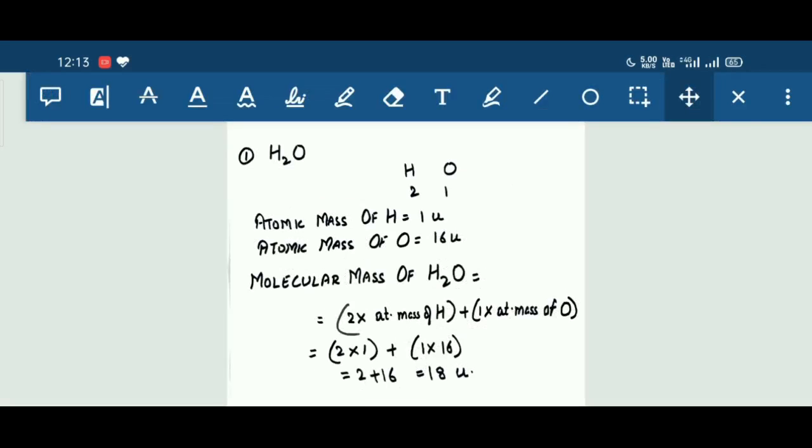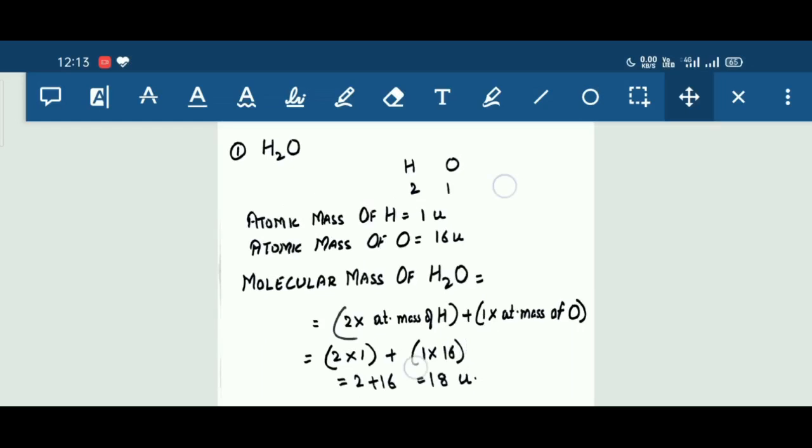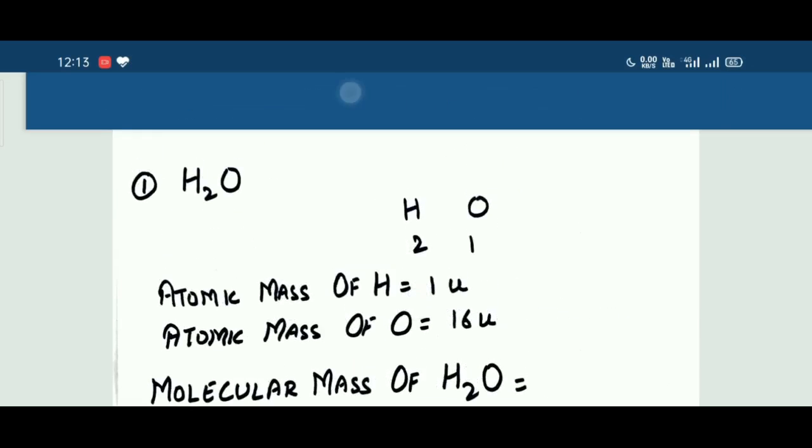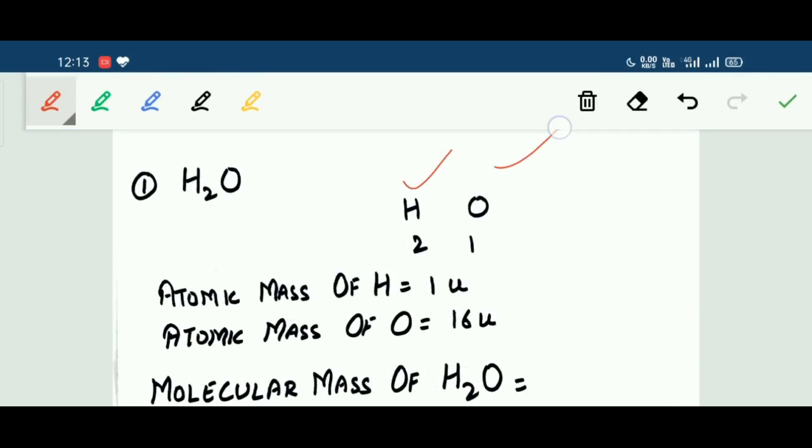For example, calculate the molecular mass of water, that is H2O. Now students, first of all, identify the elements that constitute the molecule. In this case, water is made up of two elements, hydrogen and oxygen. And in water, there are two atoms of hydrogen and only one atom of oxygen that is present.